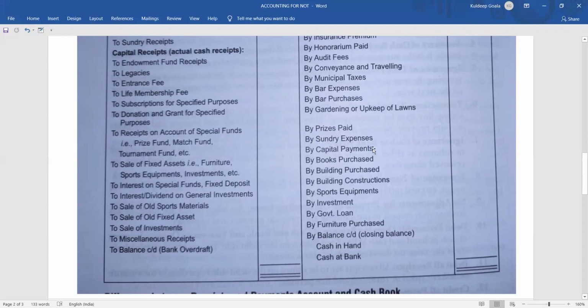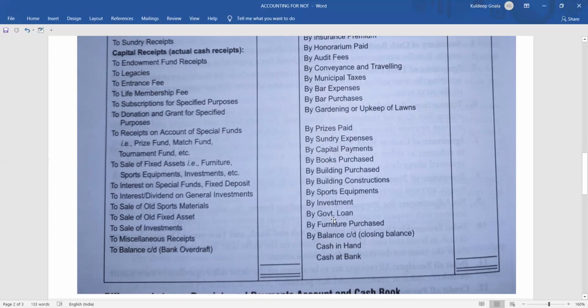The next one, by sundry expenses, means any small or nominal expenses that you are making will come under sundry expenses. Then next comes the capital payment. Here it includes purchase of books, purchase of building construction, purchase of furniture, purchase of sports material, then purchase of investment.